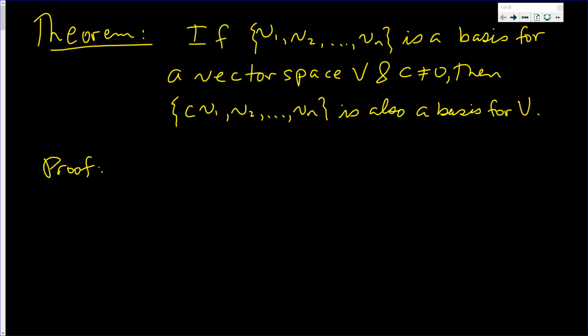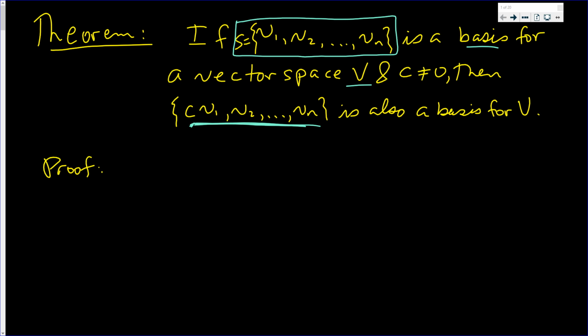This video, we're going to prove, let's give this a name first of all. If we're going to have this set being our basis for V, then as long as C is not 0, this is also our basis for V. Now, to show that this is the basis for V, I need to show two things. I need to show that it spans V and it's a linearly independent set.